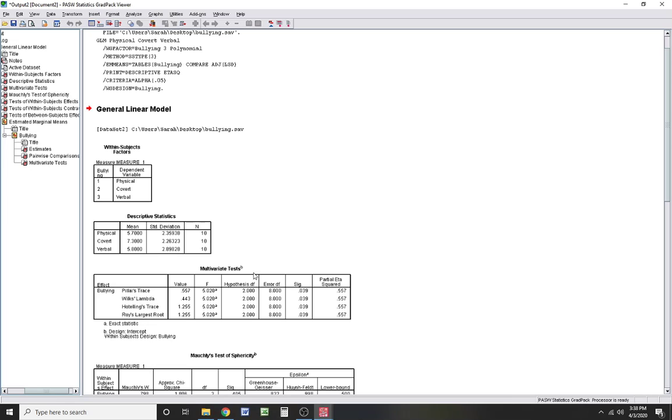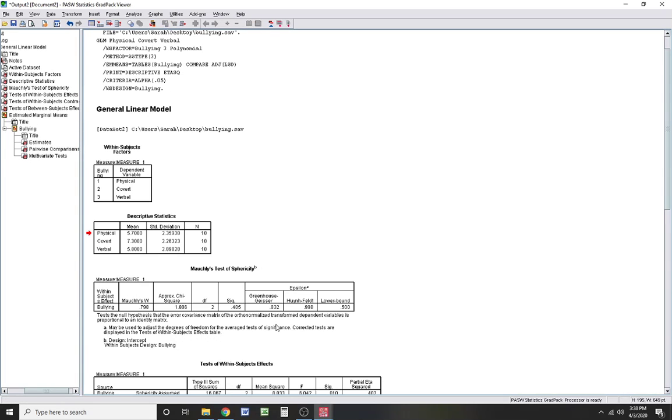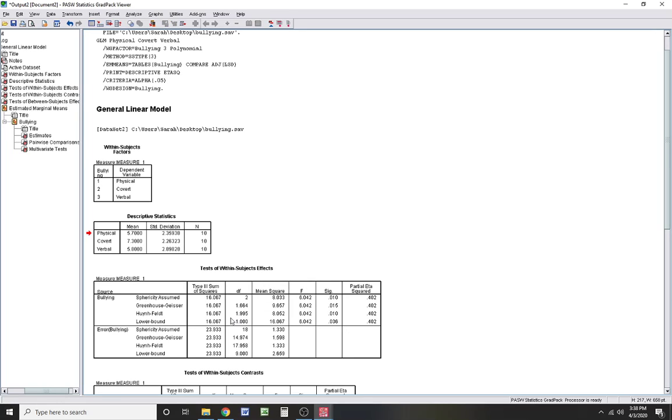This multivariate text box, don't worry about it. We're going to delete that. The next table is the test of sphericity. That tells you if we meet our assumptions or not. In this case we do, but again, you don't need to worry about that, so we're not even going to look at that table.